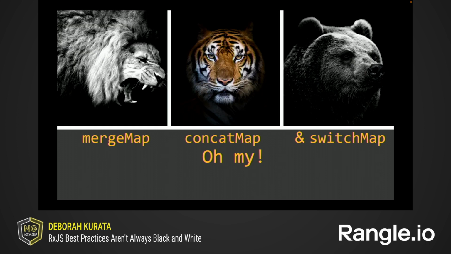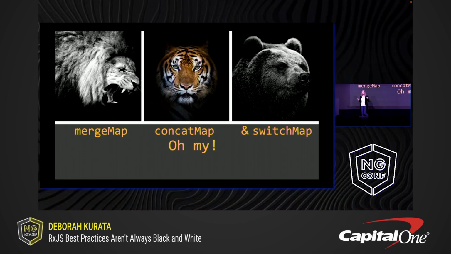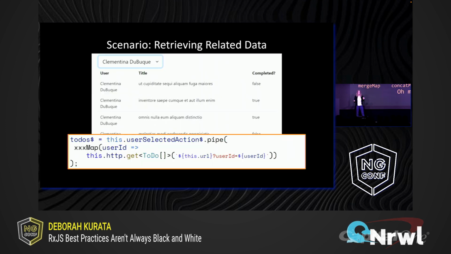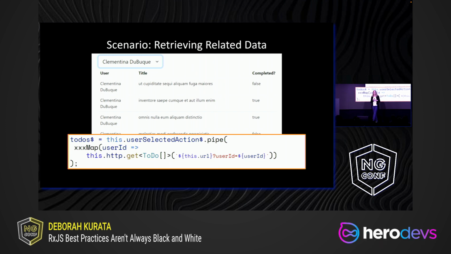So we're going to talk about MergeMap, ConcatMap, and SwitchMap. Oh my, which one should we be using when? Is SwitchMap the best practice? The answer is, it depends, which, you know, everyone hates that answer, right? It depends. All right, so we're going to stick with our same scenario here. This time we want to get the to-dos for that user. And we still need that user ID as a parameter on our HTTP GET, so we still need to have some kind of mapping there.